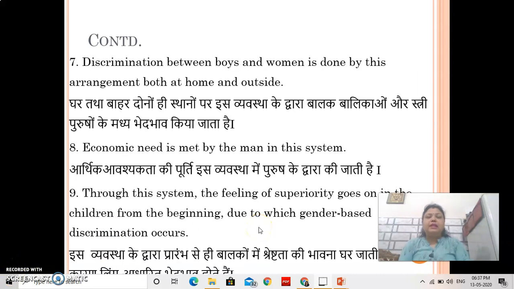Next is discrimination between boys and girls, which is done by this arrangement both at home and outside. Economic need is met by the men in this system, which means man is considered the breadwinner in the family or society. Through this system, the feeling of superiority goes on in the children from the beginning, due to which gender-based discrimination occurs.